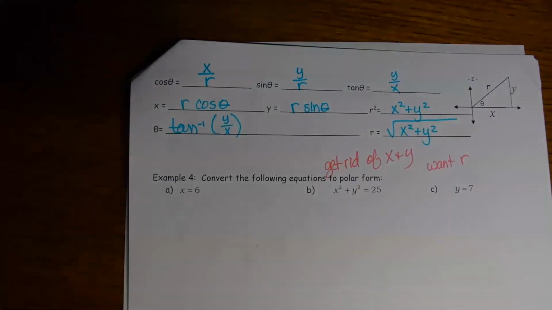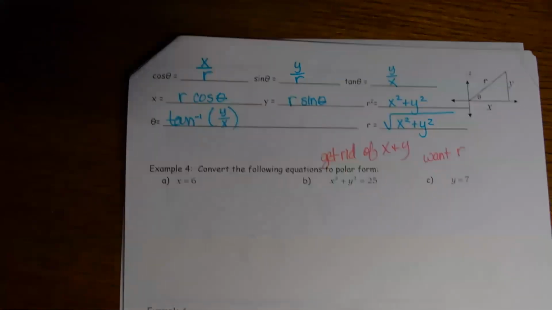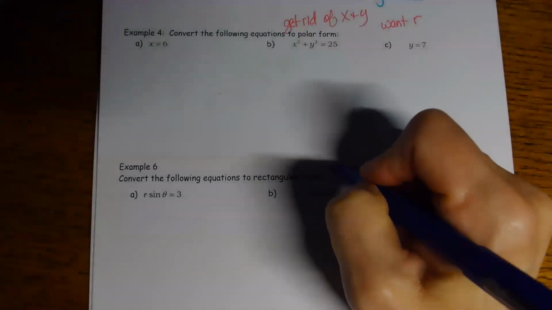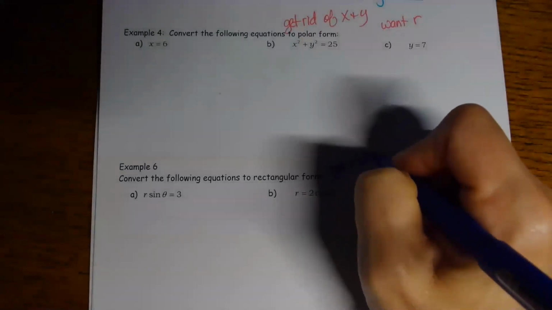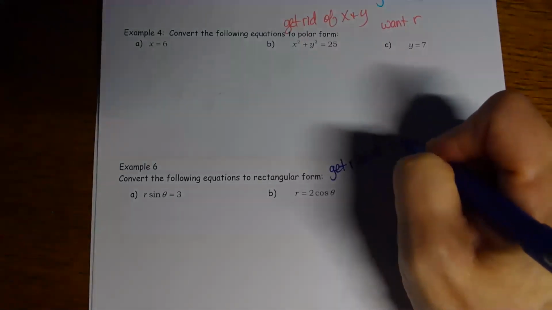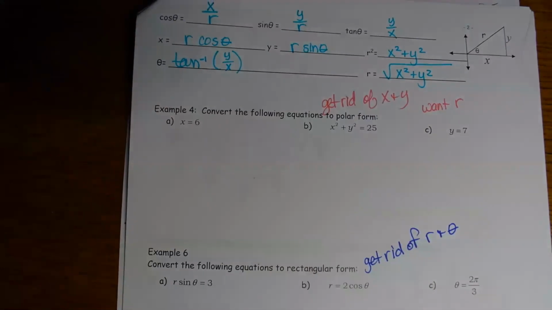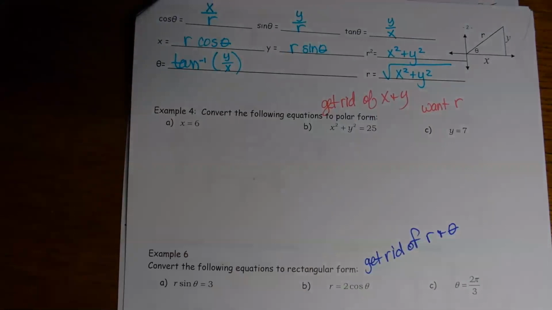Right? On the flip side, what do you think it means down here where it says convert the following equations to rectangular? What do you think we're going to get rid of here? Get rid of r. And theta, if there is one. We don't want r's and thetas anymore. So this is the English way of what you want to tell your brain to do. You may forget what it means. Convert to polar. What does that mean? It means get rid of x and y.